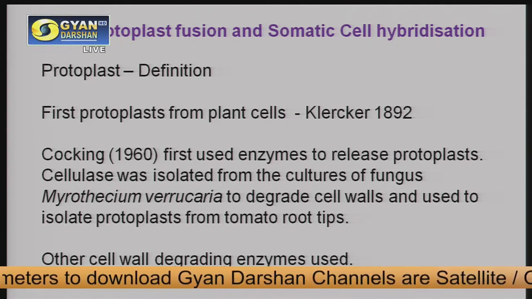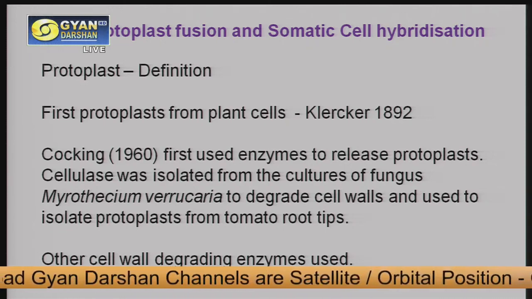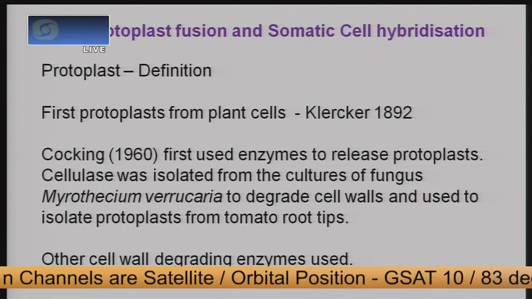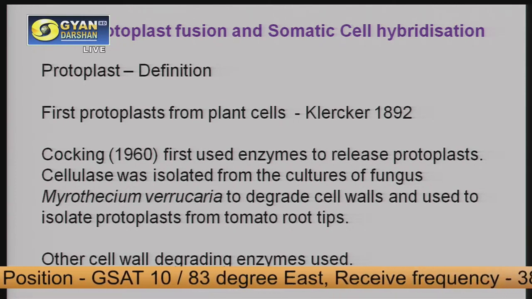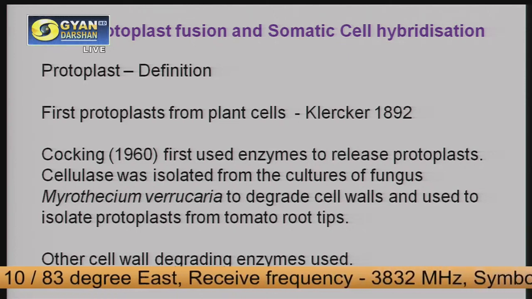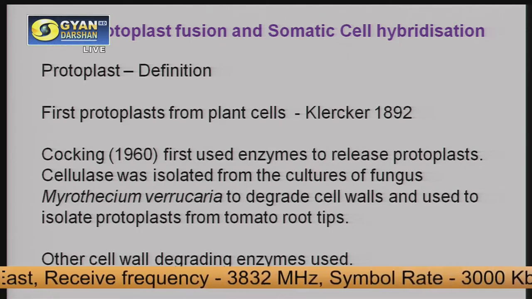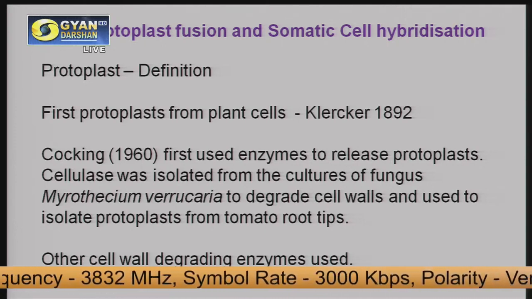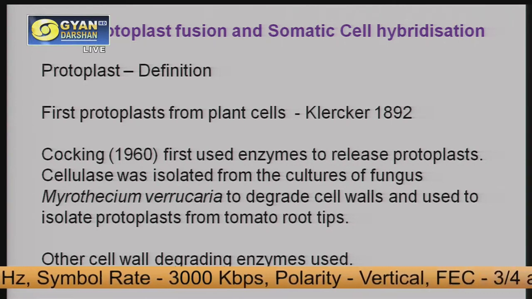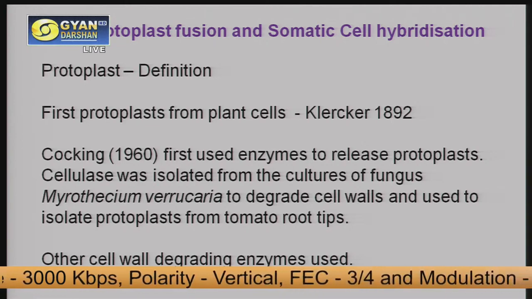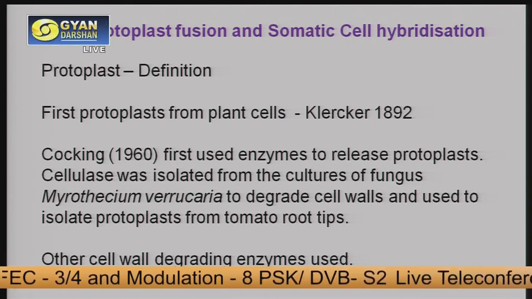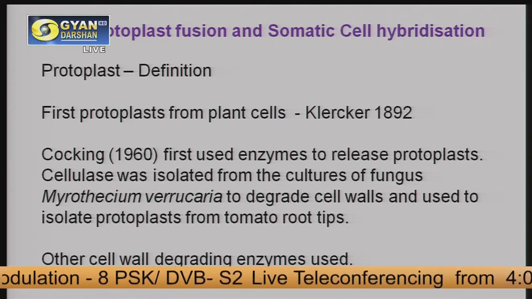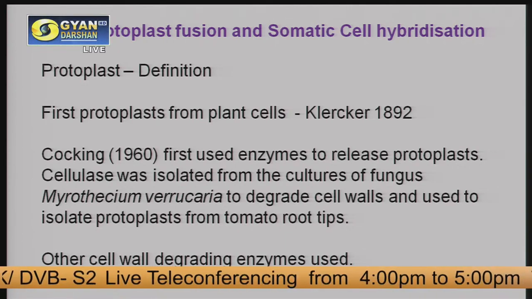You can remove the cell wall either mechanically, in which case you call it a mechanical method, or you can do it through some enzymatic treatment, that is, you treat the cell with certain enzymes which will degrade the cell wall. This process was first developed by Cocking in 1960, and he used certain enzymes to degrade the cell wall and release the protoplasts. So cellulase was isolated from the culture of the fungus Myrothecium verrucaria to degrade the cell wall, and later on different other cell wall degrading enzymes have been used.